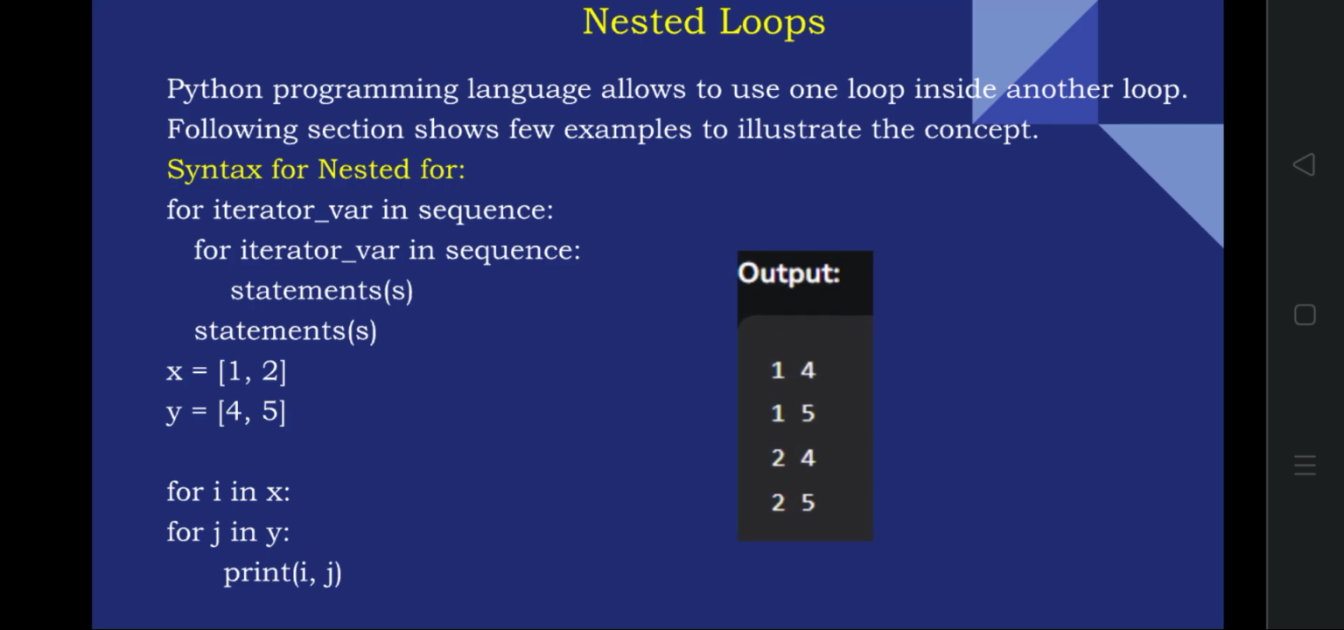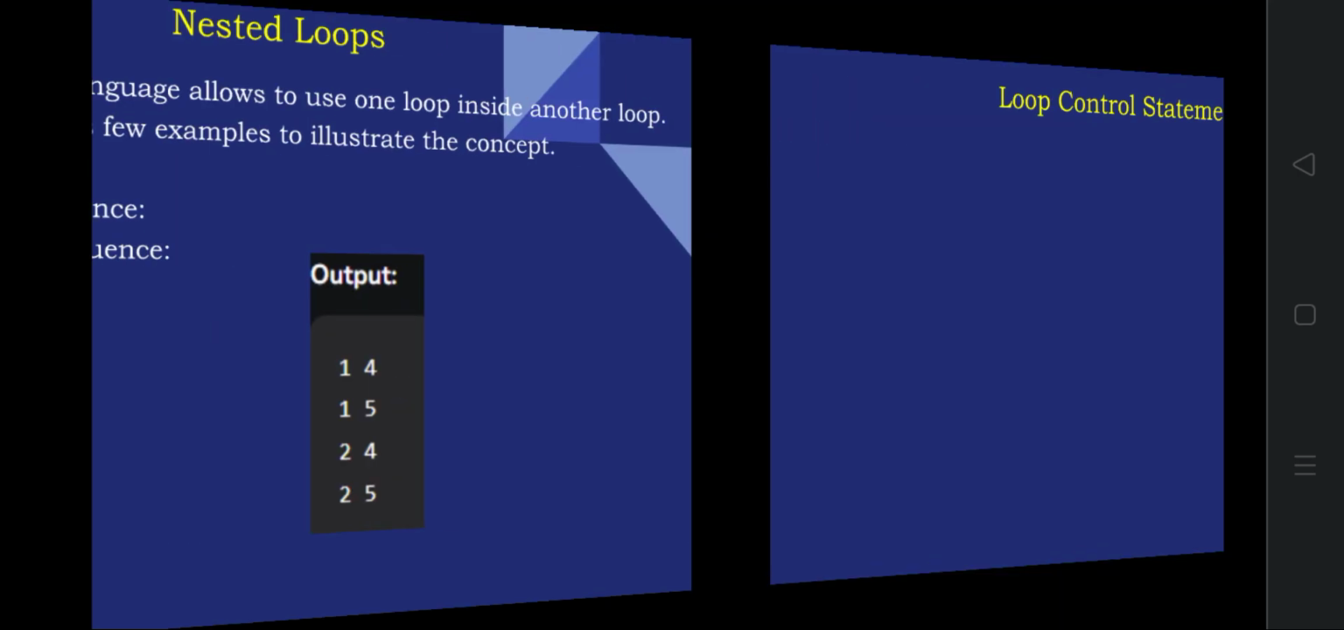This is the answer we got: 1 4, 1 5. With i equal to 1, j takes the values of y, which are 4 and 5. So 1 4 and 1 5 are printed, and then i becomes 2. Now 2 4 and 2 5 are printed. This is the example of nested for loops.